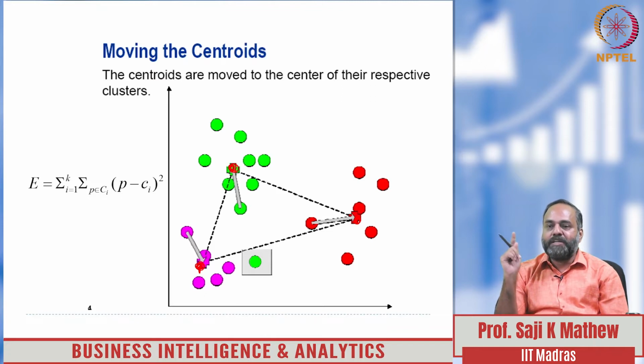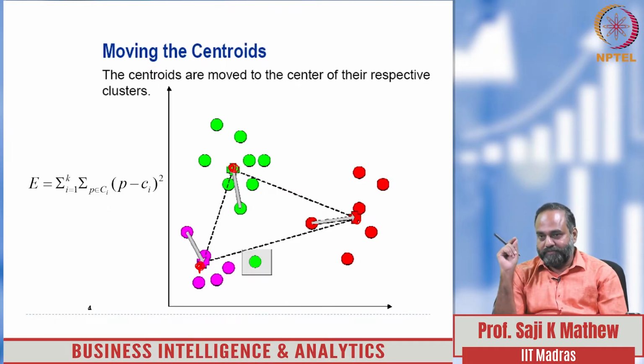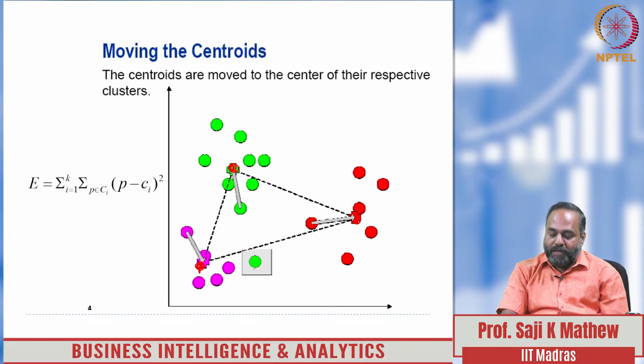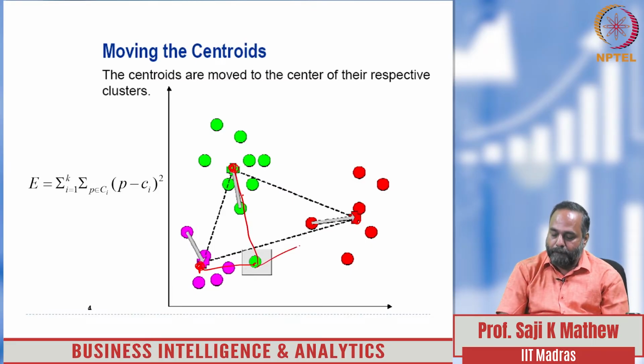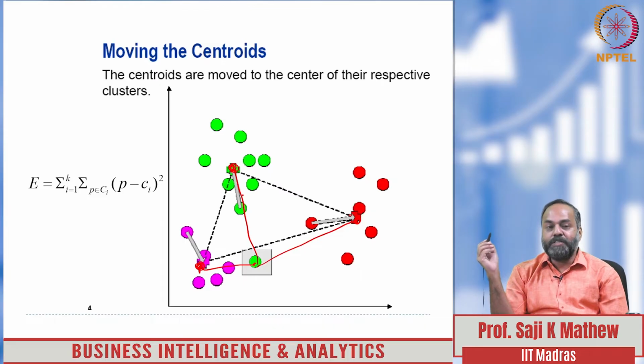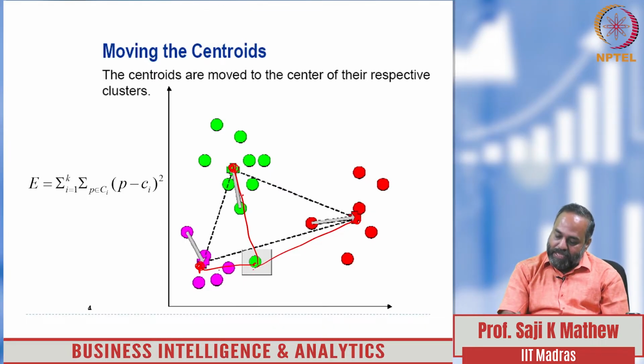Now, calculate the distance of each object to the 3 centroids. For example, take this guy who was assigned to the green group. Calculate the distance to the centroids. Which is the shortest distance? This fellow is actually closest to the magenta group, and therefore, there is a scope for reassignment.